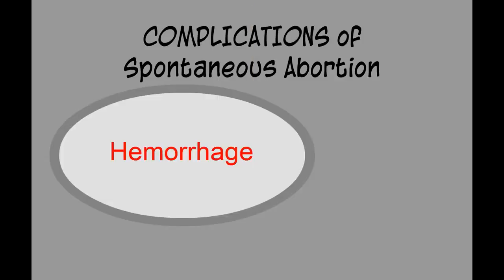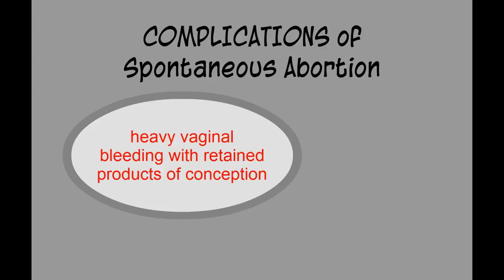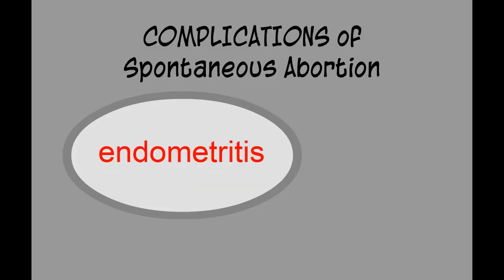Hemorrhage may occur around the time of spontaneous passage of the pregnancy or related to surgical evacuation of the pregnancy. If a patient presents with heavy vaginal bleeding with retained products of conception, then a surgical evacuation should be performed. Endometritis after spontaneous evacuation or spontaneous passage of the pregnancy should be treated with oral broad-spectrum antibiotics.